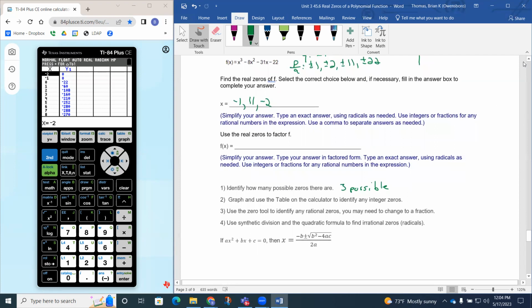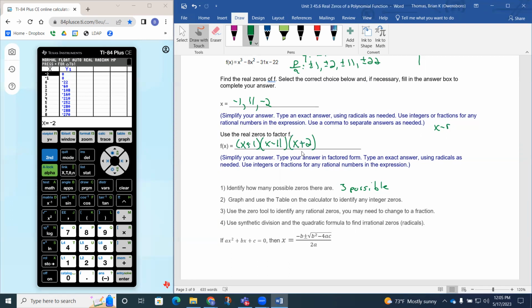So if those are the zeros, remember, these are your r's. If you want to turn those back into factors, we have to go x minus r. So if r is a negative 1, that turns into x minus a negative 1, or x plus 1. Remember, the signs will always change. So the 11 is just going to be x minus 11. That's going to be a factor. And then negative 2 would be x take away negative 2, in other words, x plus 2.